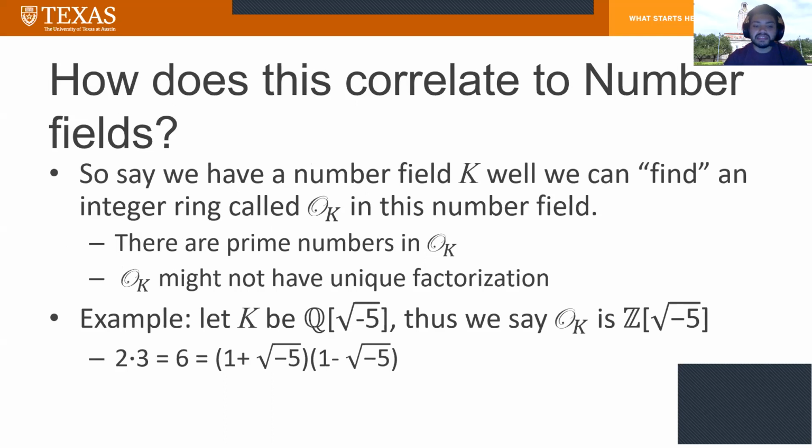For example, let K be Q(√-5). Thus, we say O_K is Z[√-5]. Here we have the prime numbers 2 times 3 is equal to 6, but we also have different prime numbers, (1 + √-5) times (1 - √-5). That also gives us 6. Therefore, O_K cannot have unique factorization.